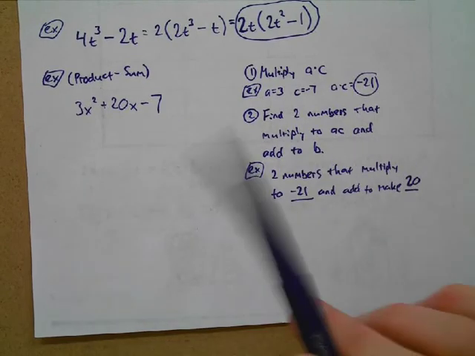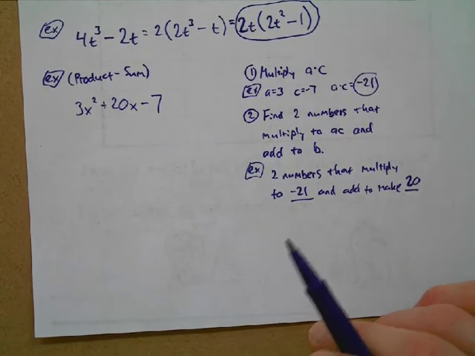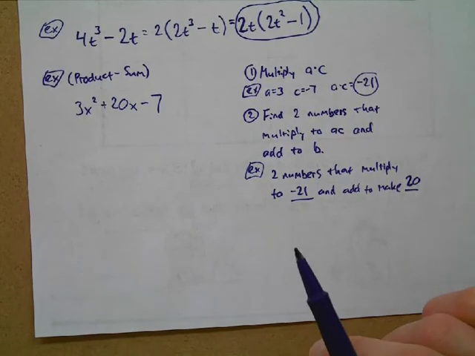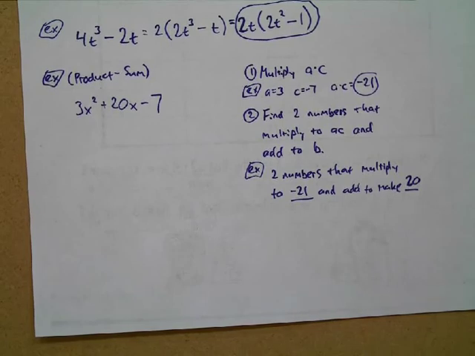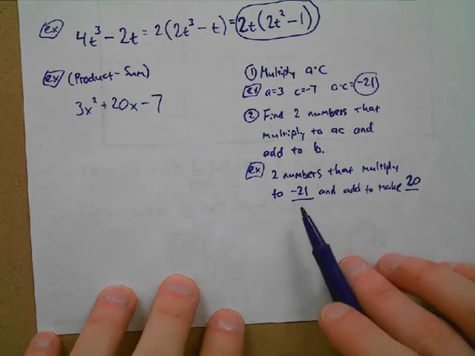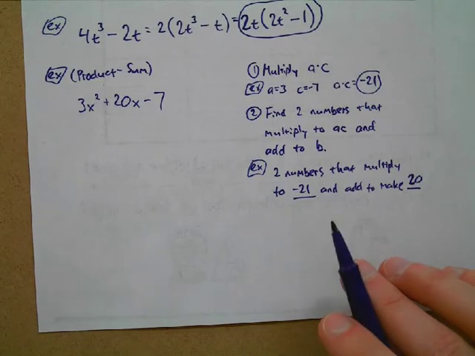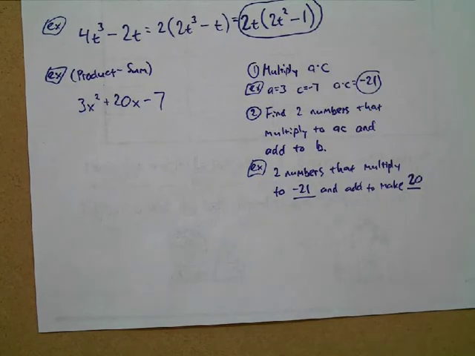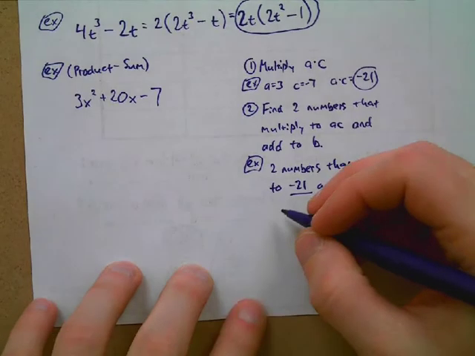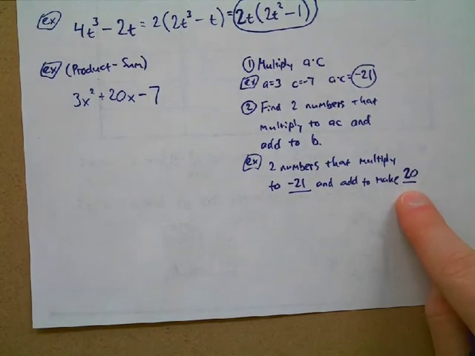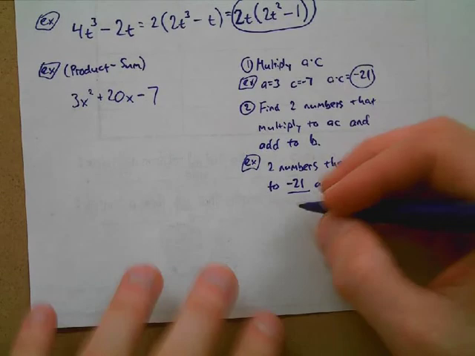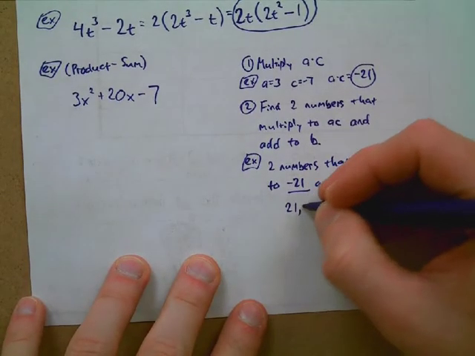So here's where the work comes in. We have to think of two numbers that multiply to -21, but add to make 20. So, any ideas? Again, we want to multiply to -21. So what about 21 and -1, for example? Two numbers that multiply to -21 and add to make 20. Okay, so let's try 21 and -1.